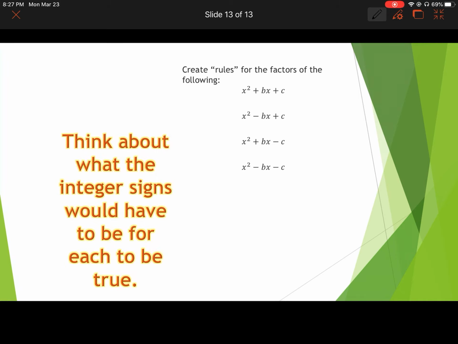Okay, so hopefully you came up with some patterns of behavior. And if you weren't sure what I meant by rules, this is what I meant. I know that if I have a positive C value and a positive B value, then the numbers I'm looking for are what? Positives, negatives, one negative, one positive. Well, obviously the only way to get a product and a sum that are both positive is if both factors are positive.